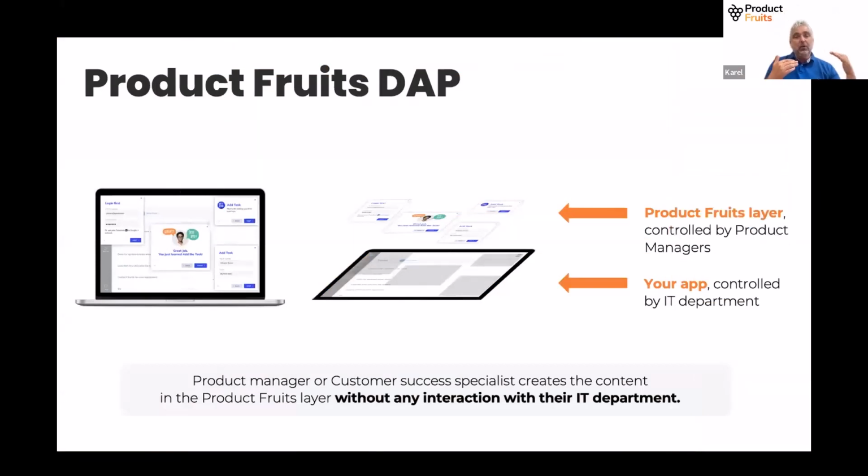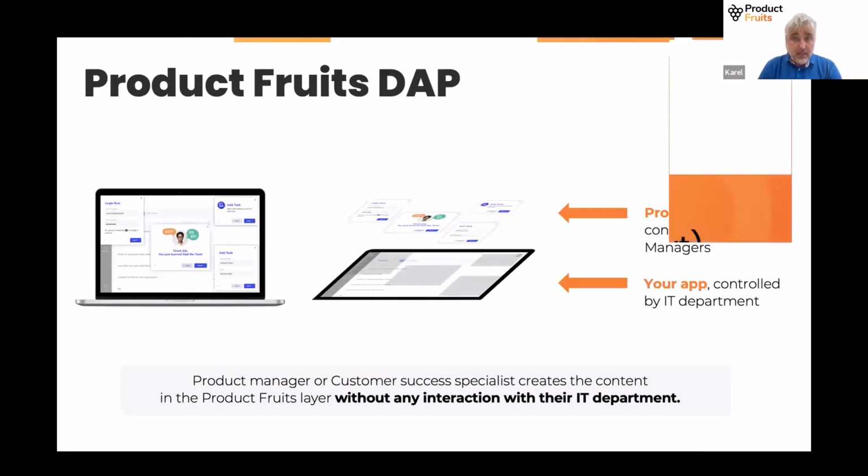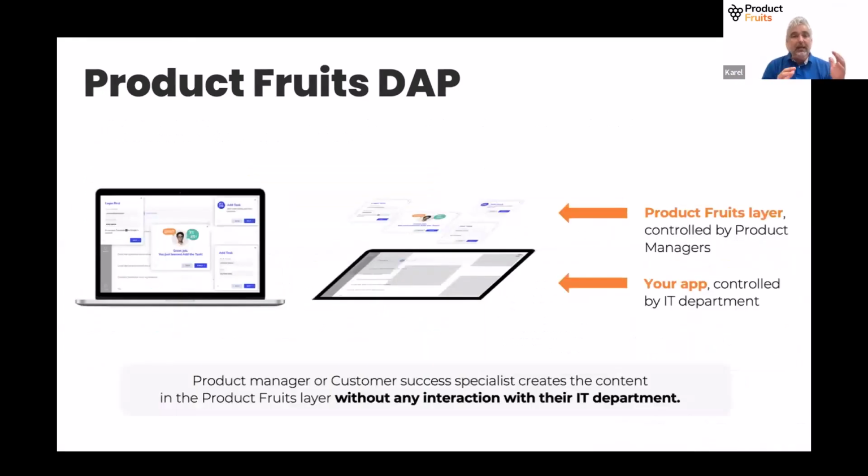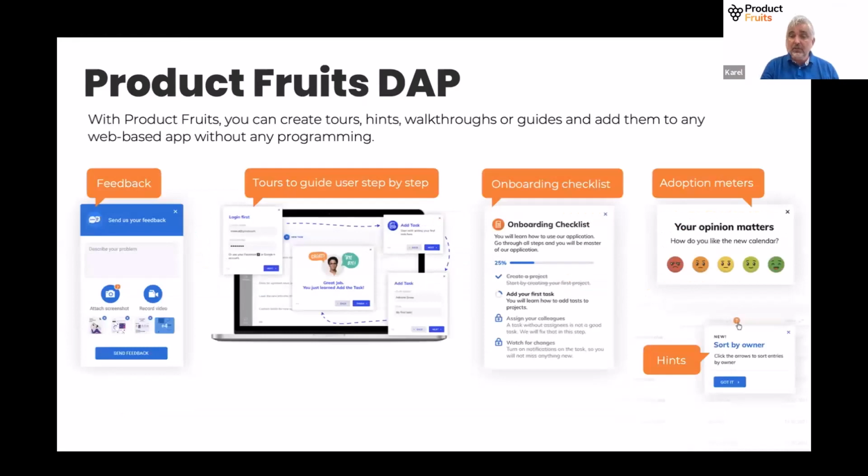So what is a digital adoption platform? Product Fruits is able to run in an independent layer which you can place on practically any web-based application. In that layer, you can create content like feedback, tours, hints, checklists, you name it. The beauty of this concept is that you are independent of your IT department, because everything is a no-code platform. So all these tools can be used very easily by a product manager, UX designer, customer success, you name it. That's pretty much what we are doing and what a digital adoption platform is.